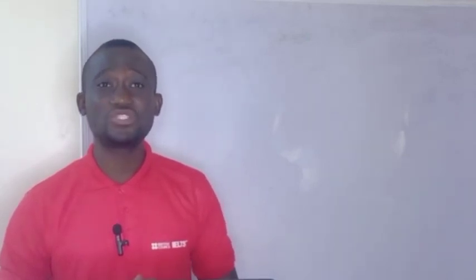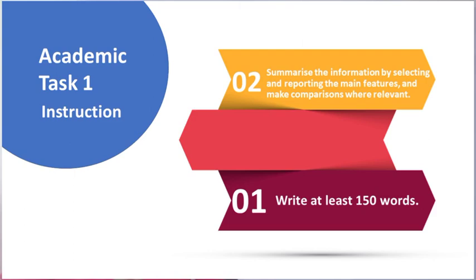Now let's look at task 1 instructions. What are the likely instructions you are going to come across? The first part of the instruction is that you are expected to write at least 150 words for this task 1. You are not expected to write anything less than 150 words in this task 1. Of course, you can write more than 150 words in this task 1.